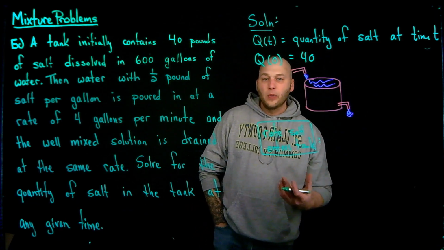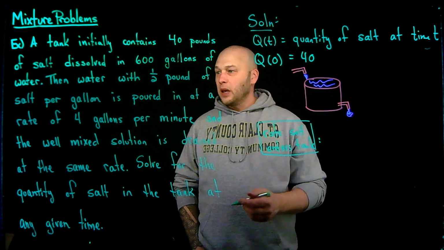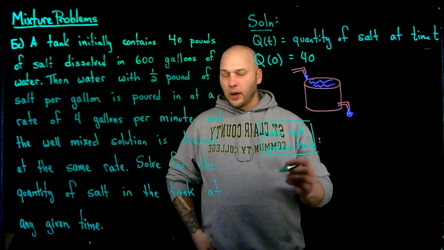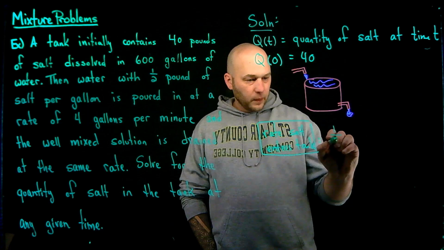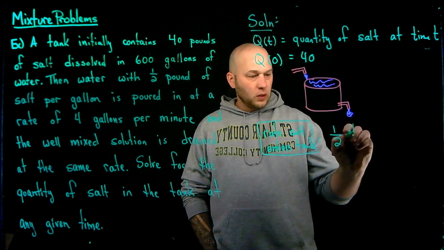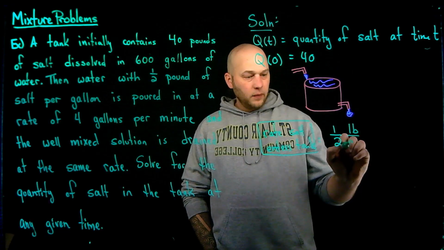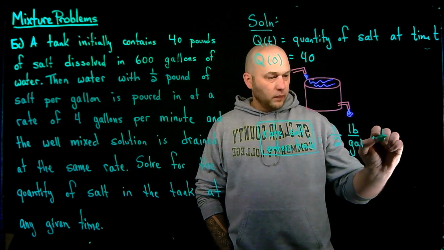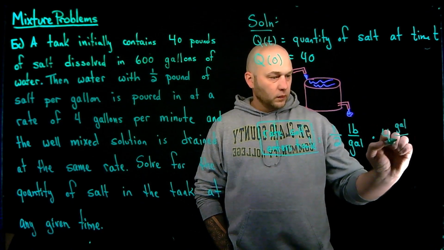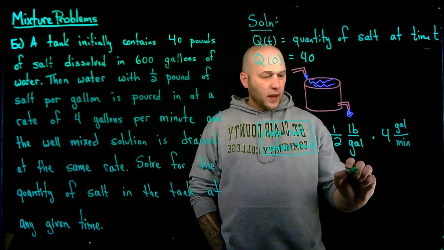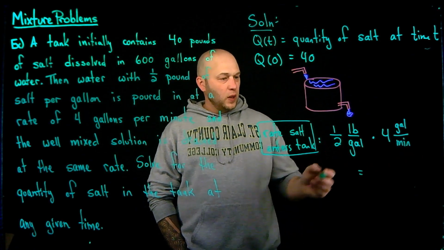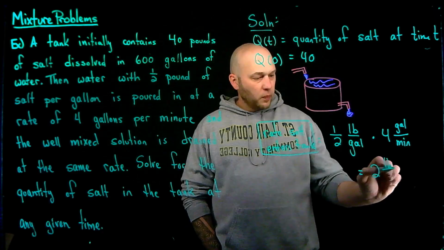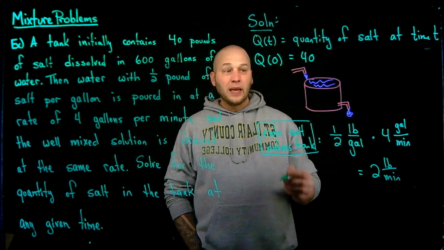So I don't know how many pounds per minute of salt is coming in. What do we have? A half pound of salt per gallon is poured in at a rate of 4 gallons per minute. So I've got 1/2, and that is pounds per gallon, and that's being multiplied by 4 gallons per minute. And so 1/2 times 4 is 2. The gallons units cancel, so I get 2 pounds per minute of salt being poured into this tank.